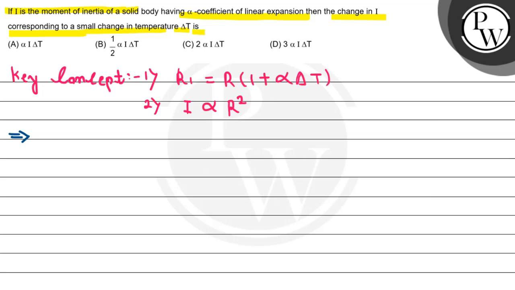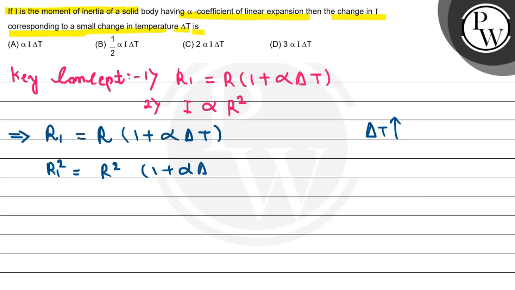So let's say the new radius for the solid body is r1, which should be equals to r times (1 plus alpha into delta T). And this happened just because of the change in delta T. Now, if we do a squaring on both sides, so हमें क्या मिल जाएगा, r1 का square is equals to r square (1 plus alpha times of delta T) that whole square.